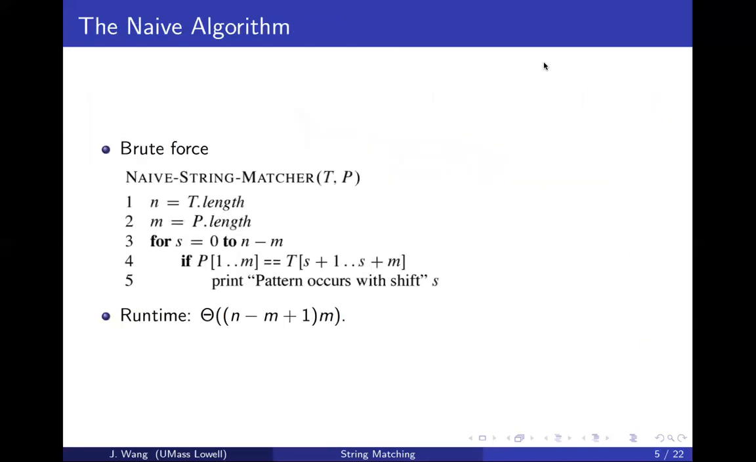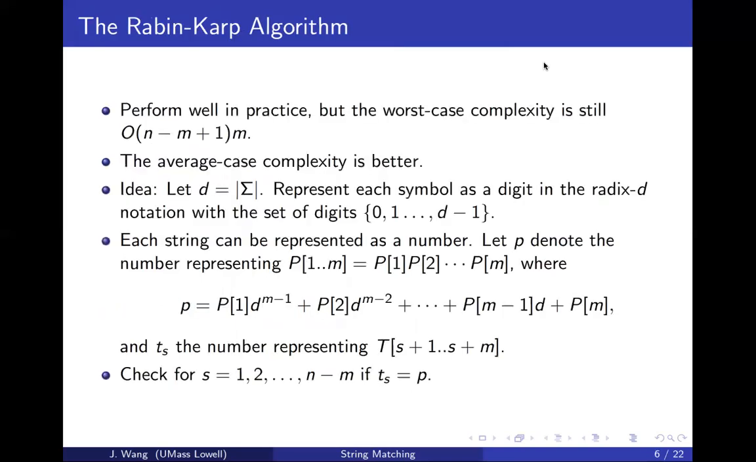All right, so next, we already mentioned the naive algorithm, so nothing interesting there. Let's now move on to the Rabin-Karp algorithm. It performs well in practice, but as we said earlier, in the worst case it still runs in big O of (n minus m plus 1) times m steps. But the advantage of this algorithm is that the average case running time is much faster.